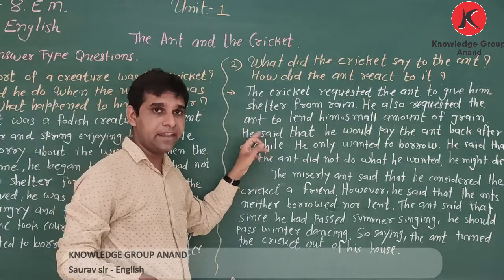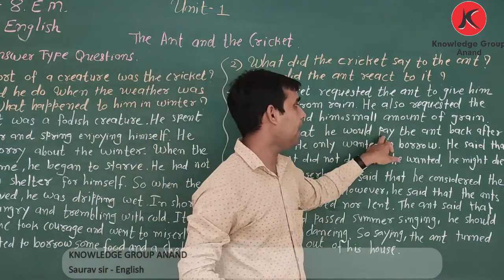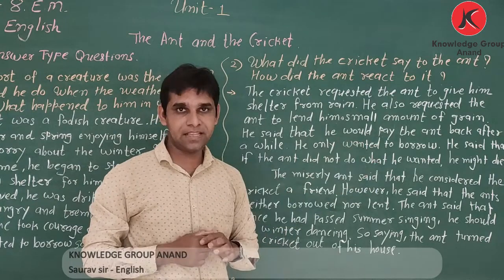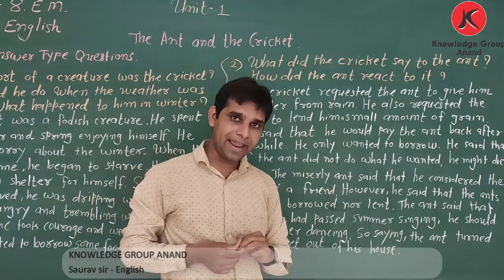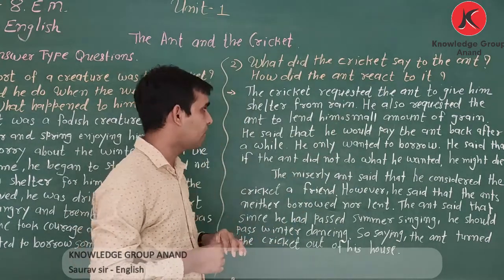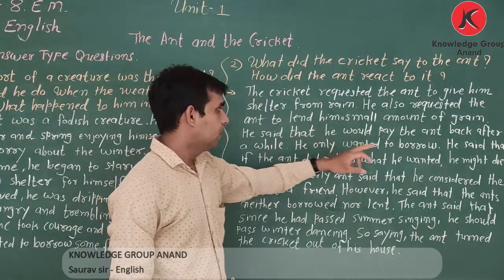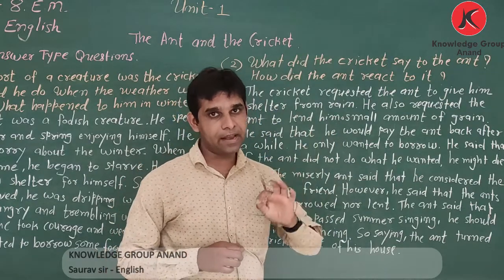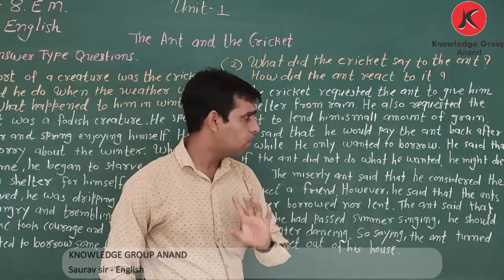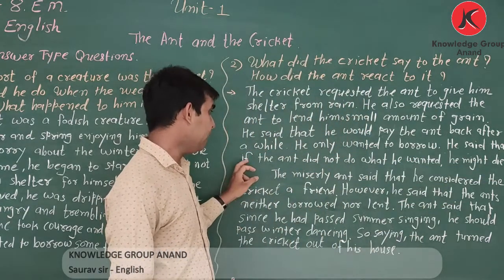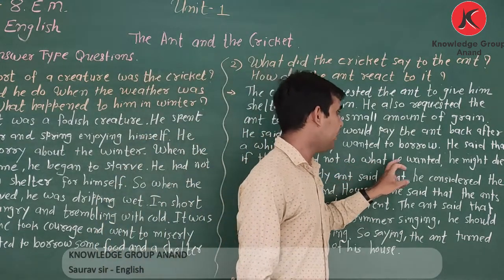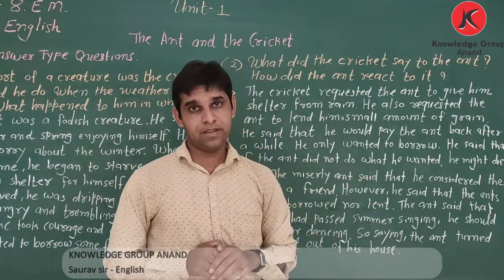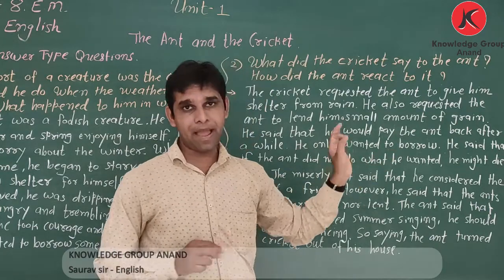He said to the ant that he would pay him back after a while. He would repay these things, shelter and food, not today, but after a few days. He only wanted to borrow. He said that if the ant did not give him shelter and food, he might die.